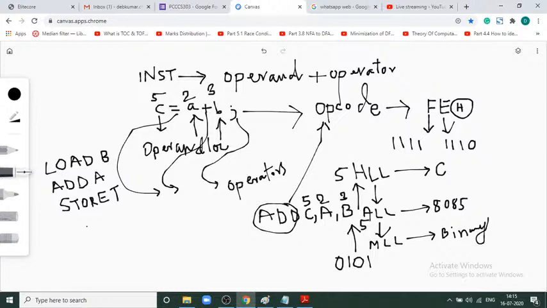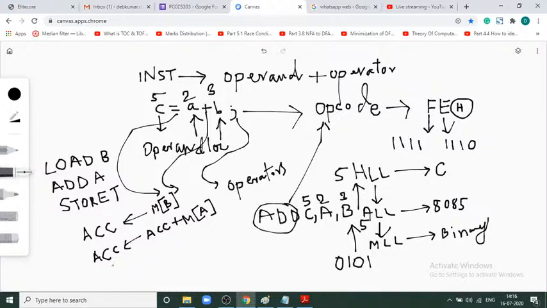So by load B, what we are doing is the value of the memory location B will be transmitted to the accumulator. Then add A. What do you mean by that? Then the value of the accumulator will be added with memory location A and the result will be stored in the accumulator by default. Why? I shall explain later.